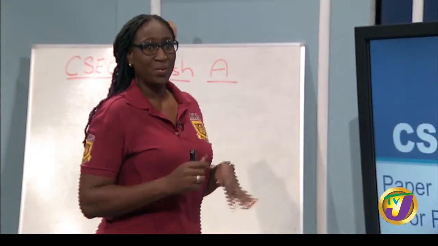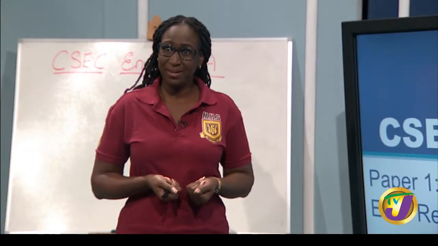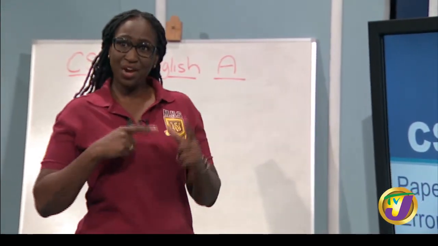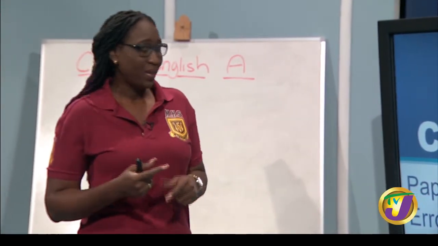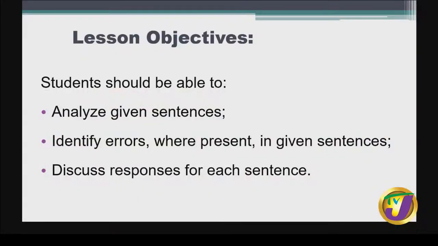So today, we are still focusing on paper 1. This time we're looking at the error recognition activities. And this would include usage, 2 different types, as well as spelling. So here are our objectives for today. You'll be analyzing given sentences. You'll identify errors where present in these sentences. And of course, we'll discuss responses for each of these sentences.